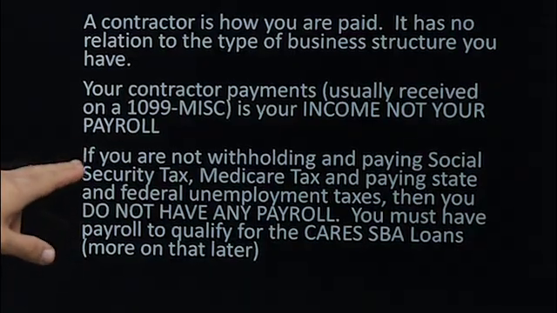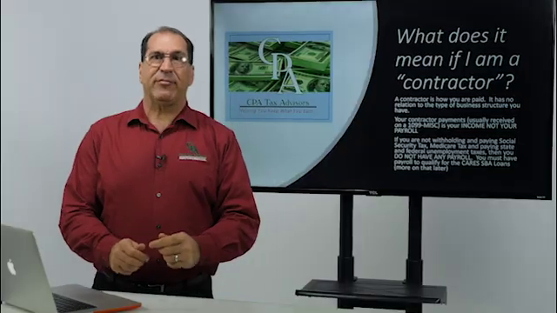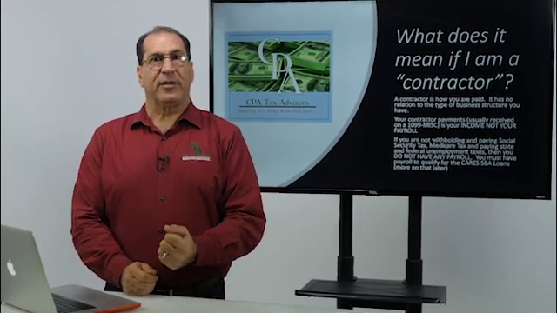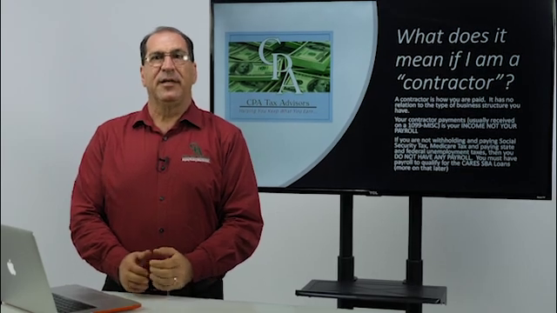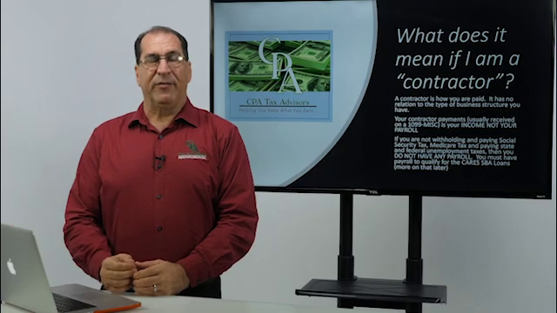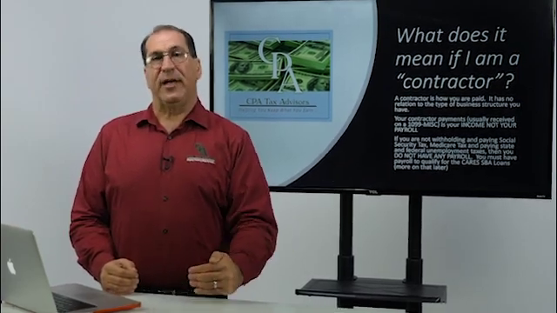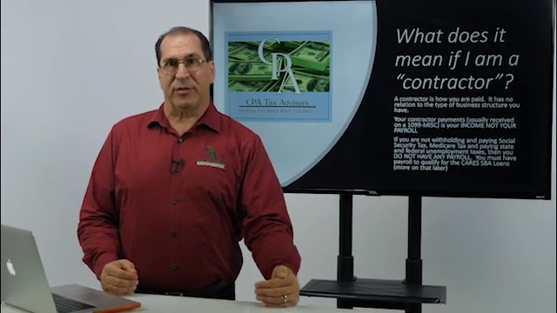To know that you have payroll, you would have to have withholding, meaning that every time you pay somebody, you are taking out Social Security, you're taking out Medicare tax, and you're taking out the employer's portion of unemployment tax, and remitting it. If you are just paying people and you are not withholding any taxes, they are not your employees, they are contractors, and they would have to apply for their own loans.